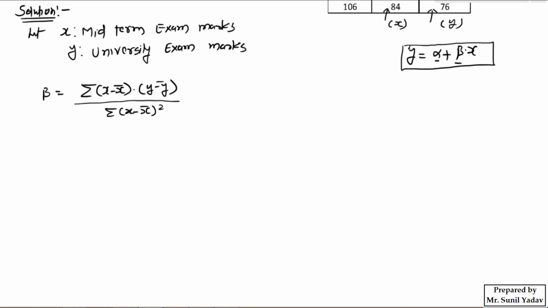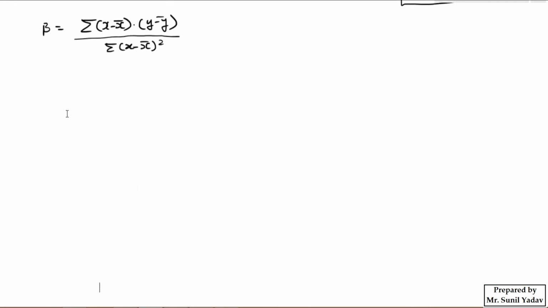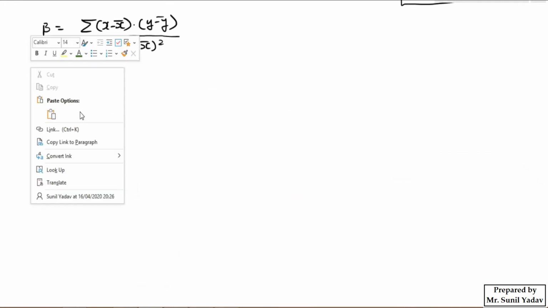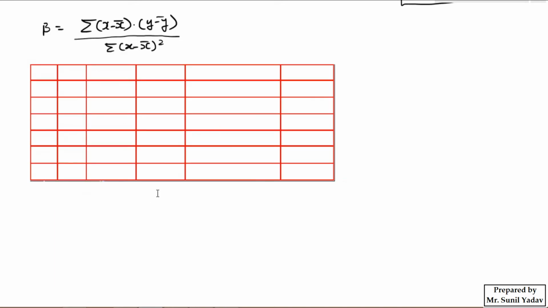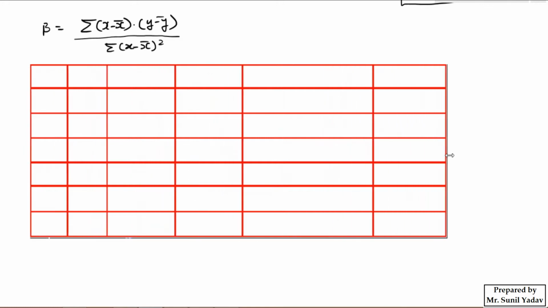Now in beta we have many intermediate values: we need to estimate x bar and y bar, and after that x minus x bar and y minus y bar. To estimate all these intermediate parameters we have to make a table, and from the table we can estimate everything. So here we'll draw the table and, with its help, estimate each and every intermediate parameter.